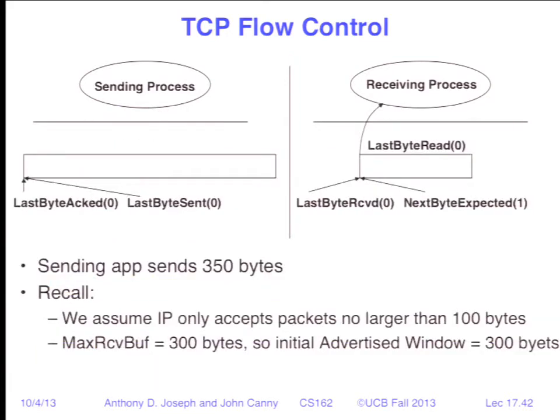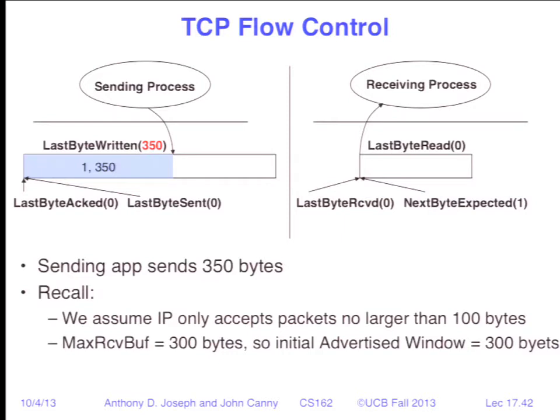So let's say the sending app wants to send 350 bytes. And we're going to assume that we can only have packets that are 100 bytes in size. And the max receive buffer here is 300 bytes. So our initial advertised window is 300 bytes. All right? So 350 bytes get written by the process.